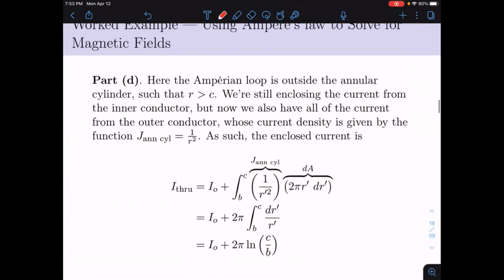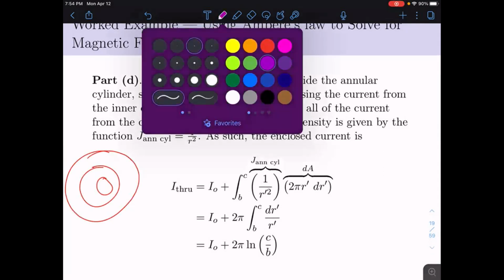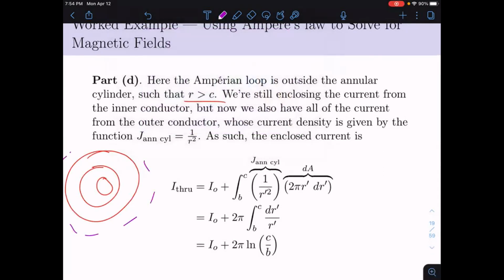So part D, the very last part. Now, the only place we've got left to check for the current is when r is greater than c. So at this point, I have it all. I have all the current in my entire concentric cylinders. So again, quick recap. If I draw another terrible picture, I am now way out here in the boonies. I've got all my current enclosed in this loop now.